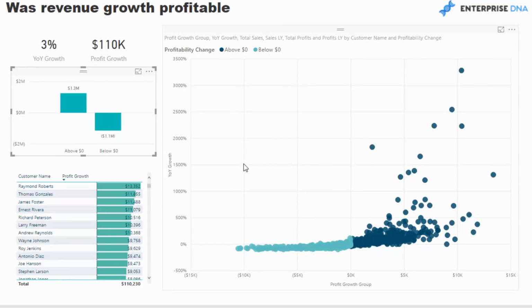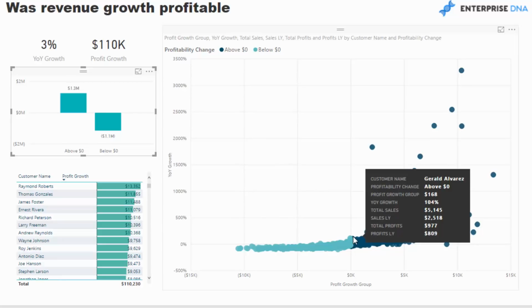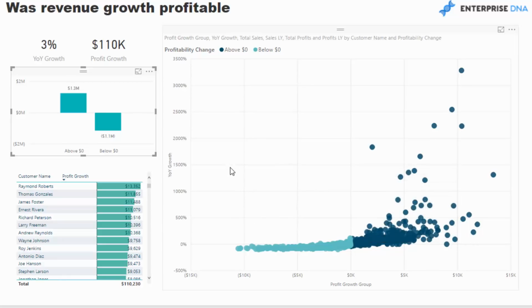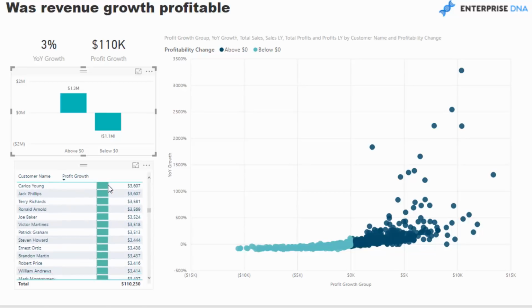If we come over to the chart here, there's a lot which have actually decreased. But remember, that could be to do with revenue decreasing as well. What we want to discover is where revenue is increasing but profitability is decreasing. That's the particular insight. Then I've broken it down, and I can have a look at each individual customer here, looking at the underlying profit growth.